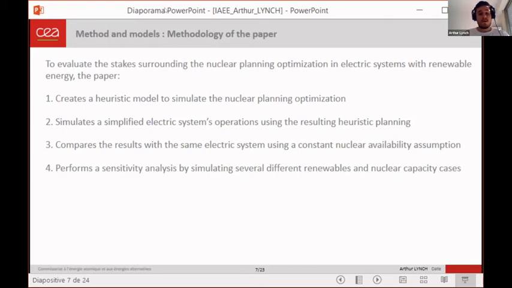What we do after that is compare the simulation result of the electric system operation with the heuristic planning to the result of another simulation of the same electric system, but with a different nuclear planning assumption, where we consider that nuclear planning is not optimized, meaning that there is a constant nuclear availability. Lastly, we perform a sensitivity analysis and we simulate different capacity cases where there is a different share of variable renewable penetration and nuclear capacity.